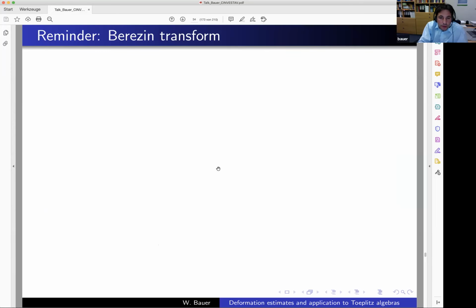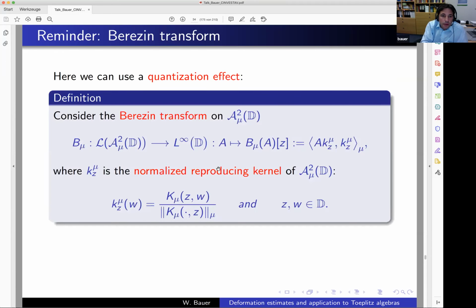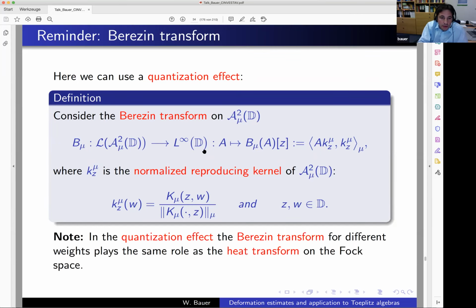And the answer is, this is related to quantization. So what we do here on the Bergman space is we look at the Gaussian transform of the weighted Bergman space of the disk, which we already saw in the previous talk. I think everyone is very familiar with this. We take an operator and apply it to the normalized reproducing kernel and look at the inner product with the normalized reproducing kernel. And that produces out of an operator a function. So I don't think I have to go into detail here.